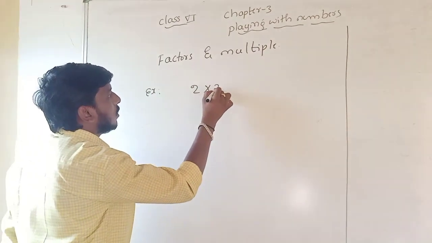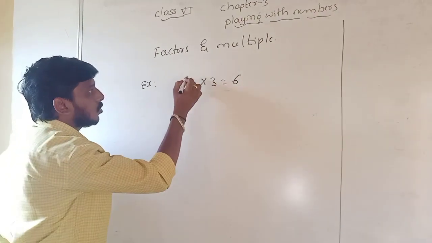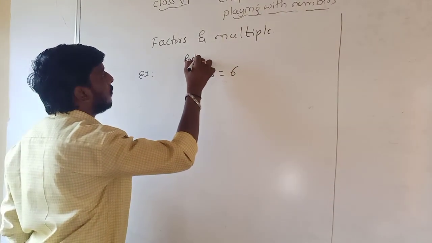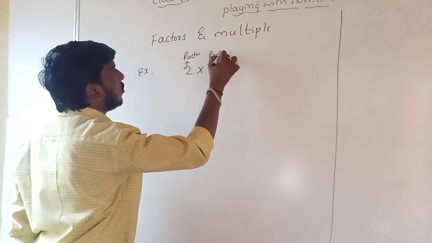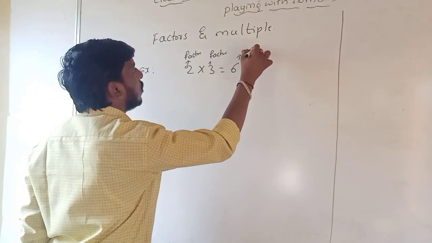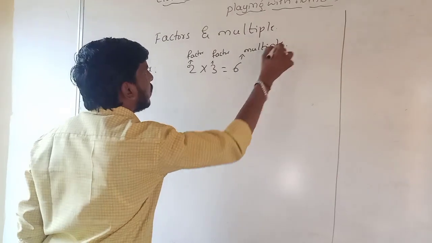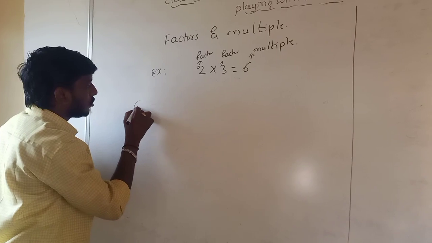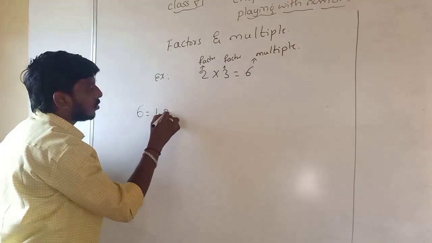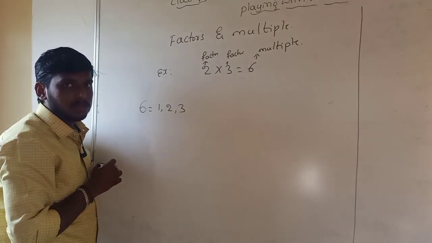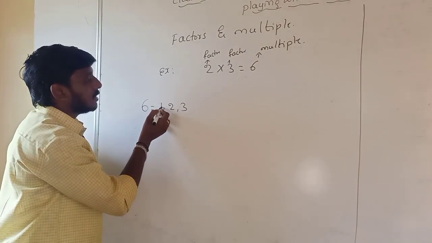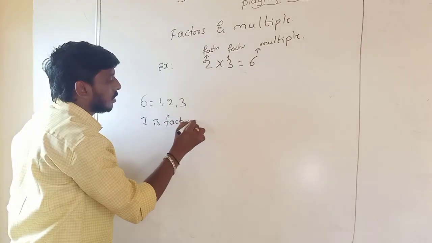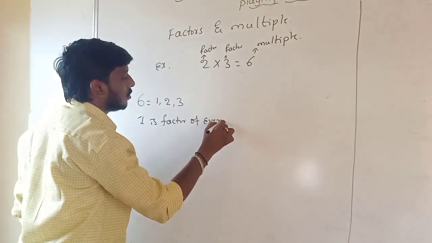2 into 3 equals 6. Here 2 and 3 are what? Factors. 2 and 3 are factors and 6 is what? Multiple. So mainly I will discuss the main difference between factors and multiples. Factors of 6 are 1, 2, 3. How is it possible? You know the tables. 1 is a factor of every number.